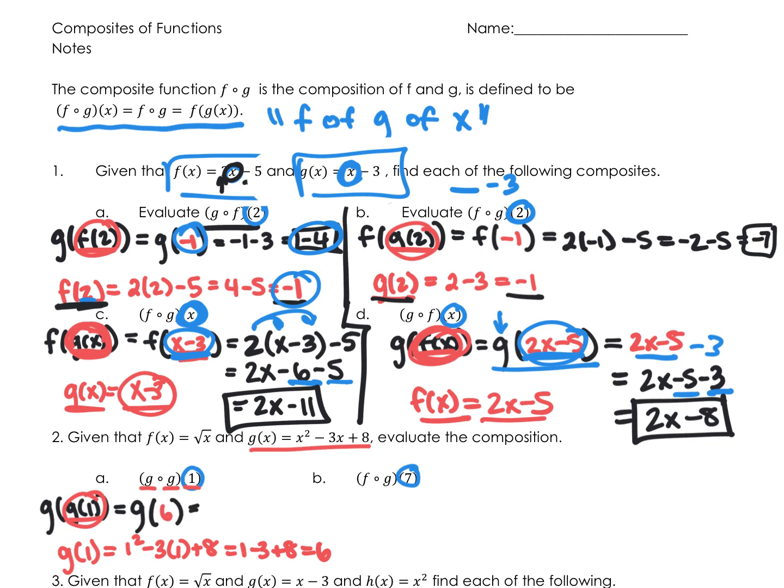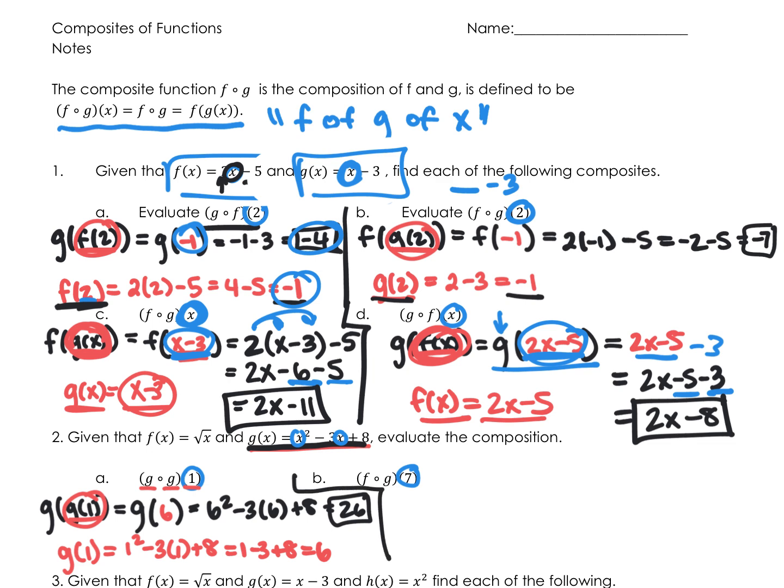And then we need to find g of 6. So now we're going to use our g equation and plug in 6 wherever there's an x. So it'll be 6 squared minus 3 times 6 plus 8, which is 26. You can just type that all into your calculator if you need to. And that's your final answer.